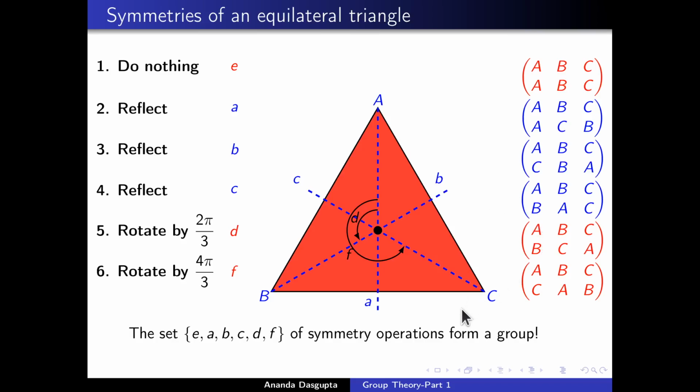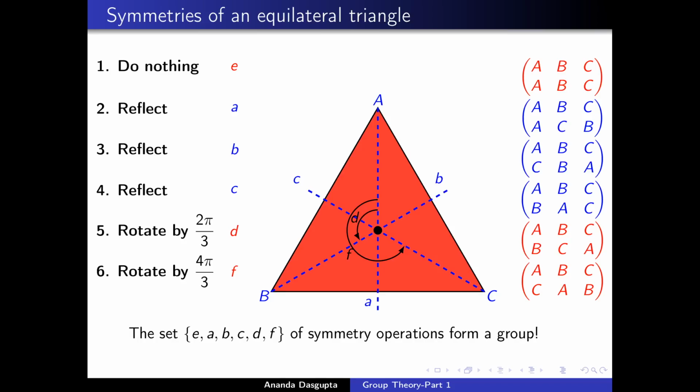So these 6 symmetries, which we are showing here by this diagram, which essentially shows you the lines along which the 3 reflections take place, and these 2 rotations, D and F. Also there's an E, which is don't rotate at all. These are the actors in our game right now.